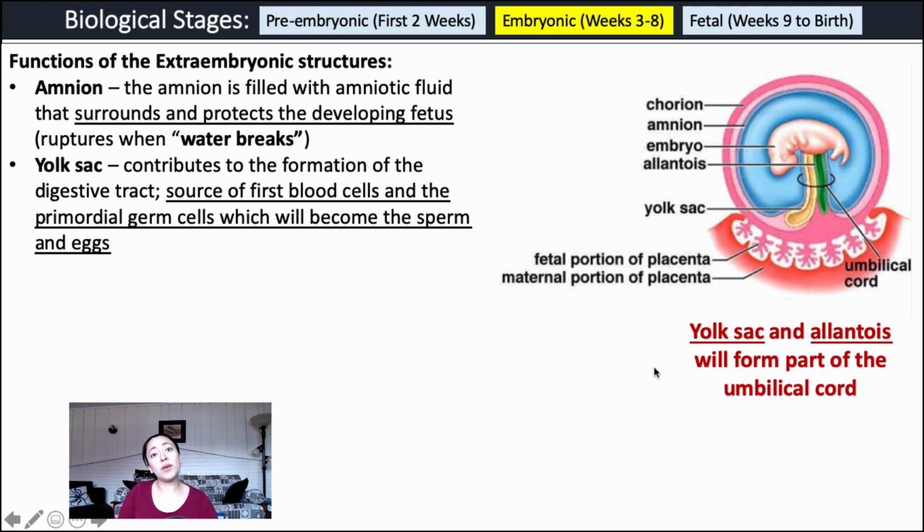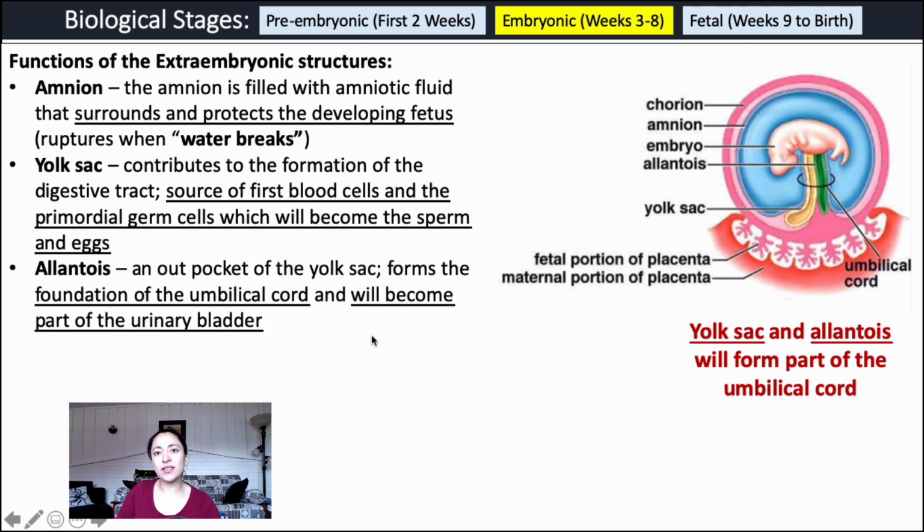The next structure that we're going to look at is the yolk sac, shown in yellow here. It contributes to the formation of the digestive tract and also has 2 other major functions. It is the source of the first blood cells, and it's also the source of the primordial germ cells. And these are the cells which are going to become sperm and egg. So they actually form within the yolk sac before they make their way into the gonads.